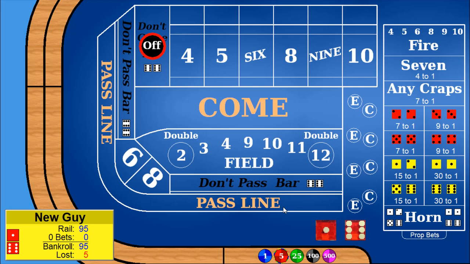Okay, and you'll notice as we lost, the puck went back to off. It'll move to another shooter, and we'll start again. It's very simple. That's all we're doing with the pass line in this area. Okay? Now, let's talk about another way to play.